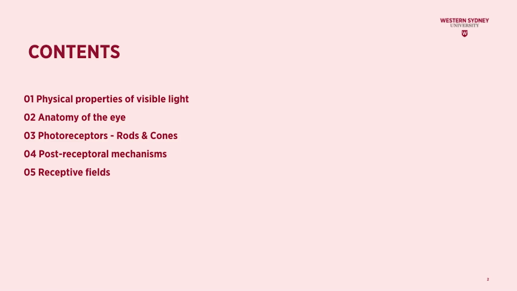In this lecture, we'll look at the earliest stages of visual processing, beginning with a brief examination of some of the physical properties of light. In the second part, we'll begin our investigation into the eye. In the third part, we'll look at photoreception, the rods and the cones. These are the cells responsible for the transduction of light energy into neural energy. In the fourth part, we'll have a look at post-receptoral mechanisms, before finally turning our attention to receptive fields.